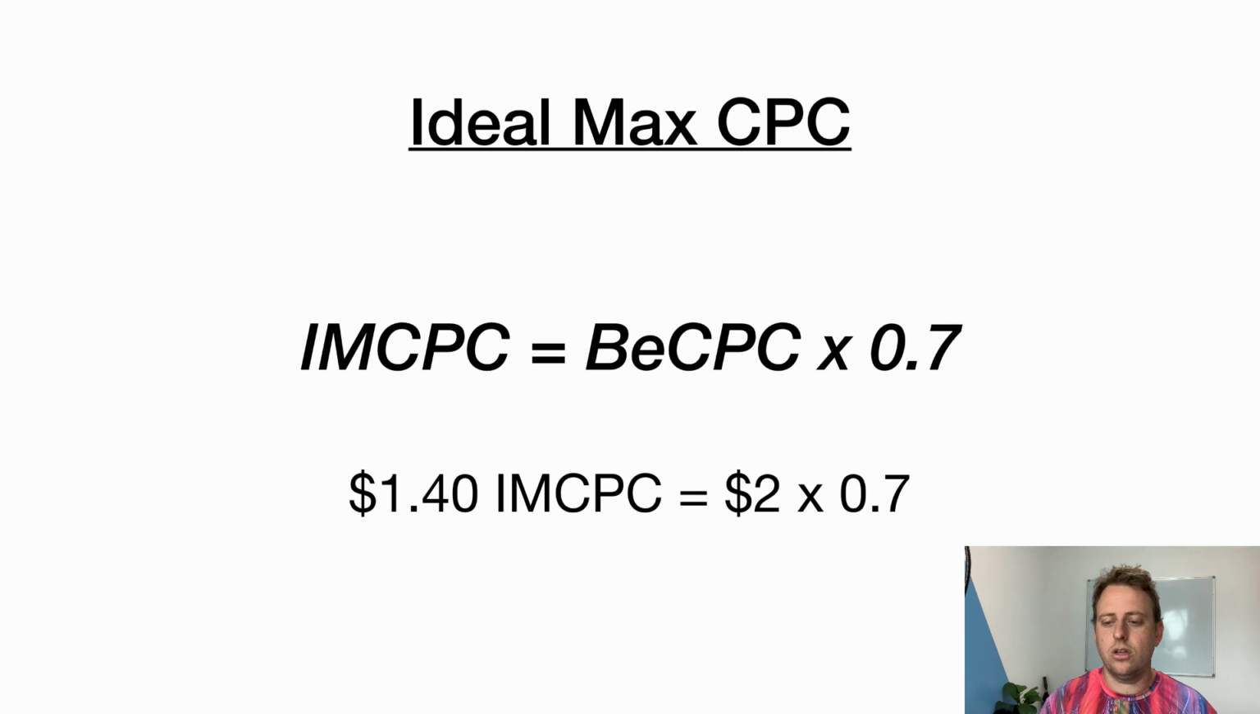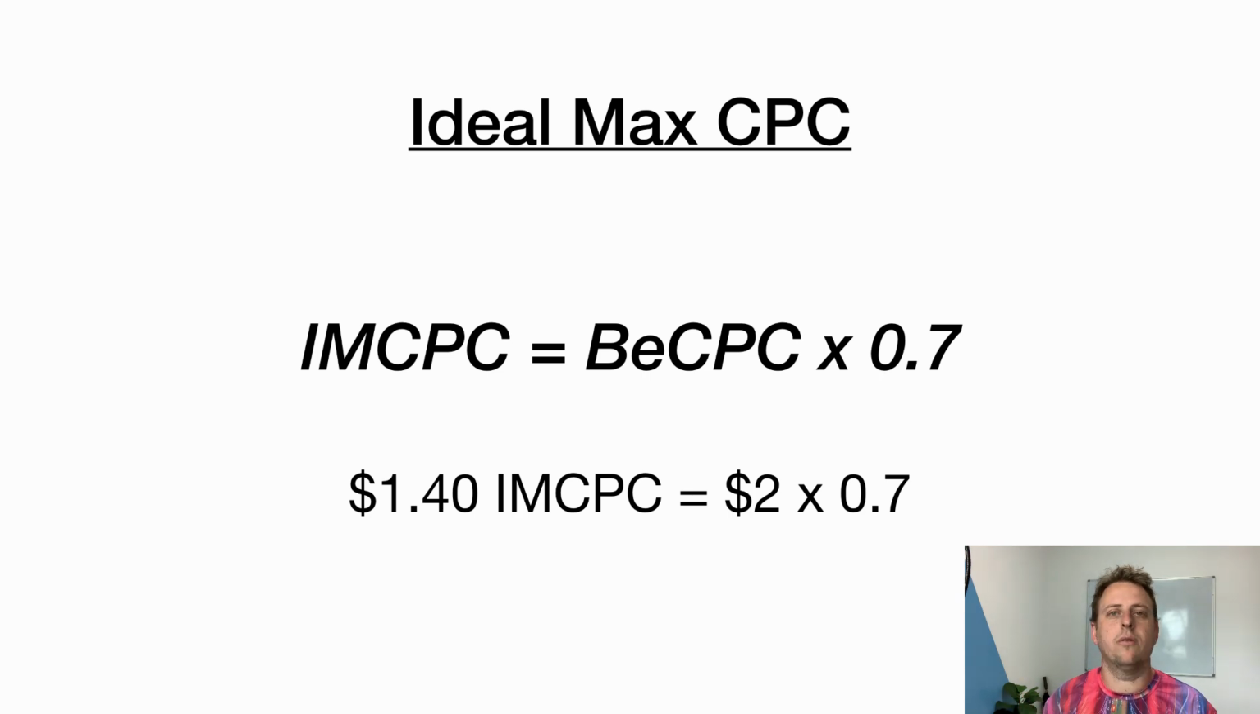But you can tweak these numbers, of course. If you know you need a higher level of profitability, you could take that 0.7 down to 0.5, for example, and that will give you your ideal max CPC in that scenario.